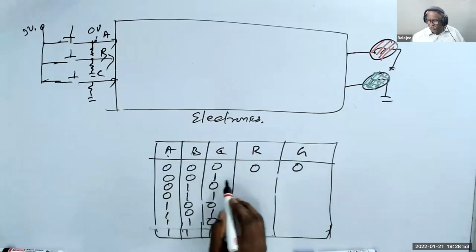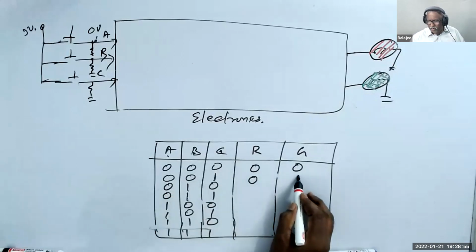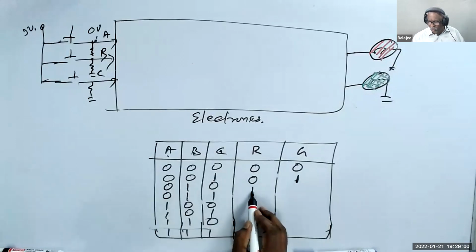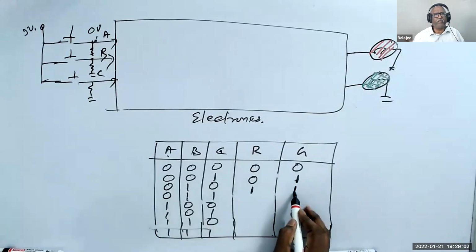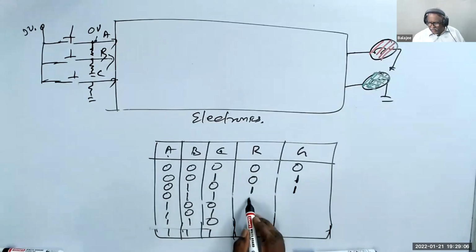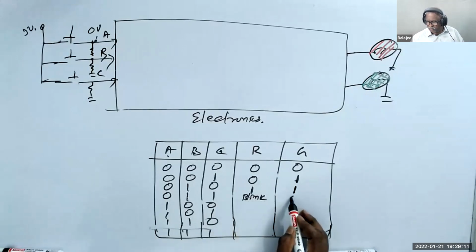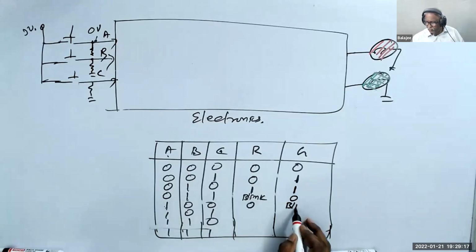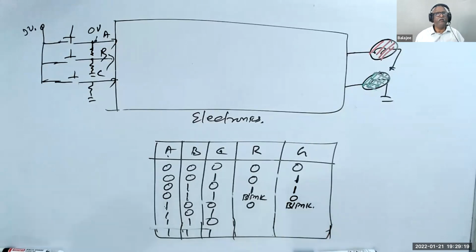When C is on, green should be on, red should be off. When B is on, both are on, assuming. When all the three are on, you should blink, and this should be off. When A alone is on, then this should be off, this should blink. Am I right? Well, like this, we'll put everything.